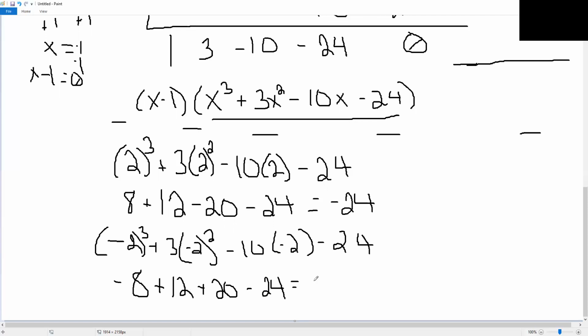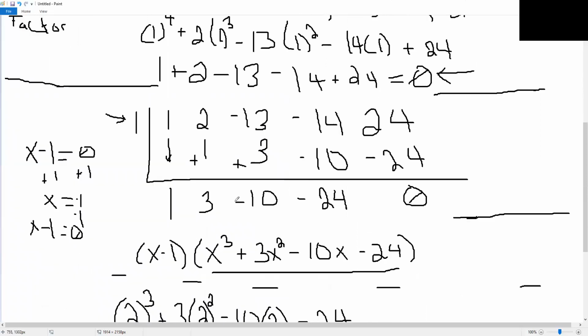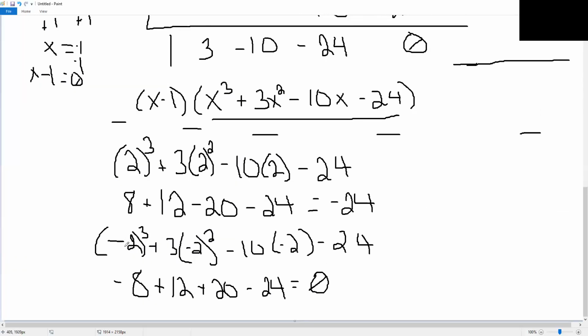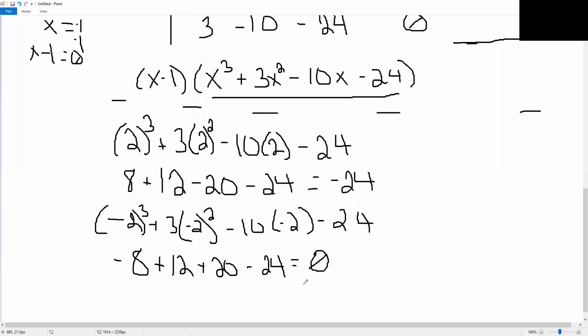So can I use a calculator? Negative 8 plus 12 equals 4, plus 20 equals 24, and minus 24 equals 0. That equals 0. Okay. So remember your plus and your minus. Now we know that negative 2 will work. We need to plug in negative 2.